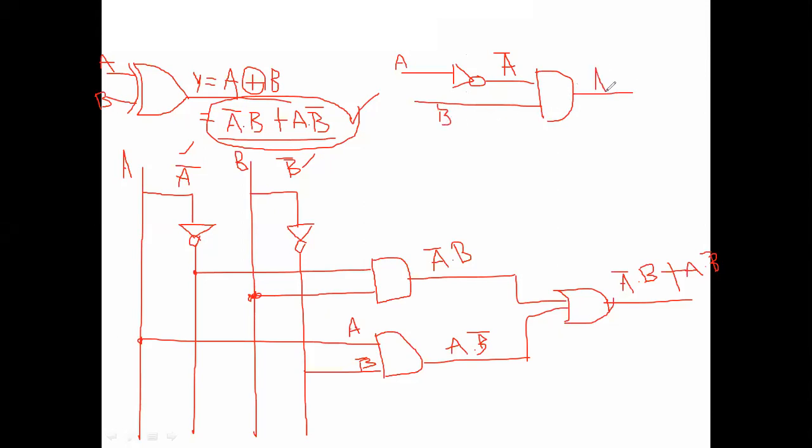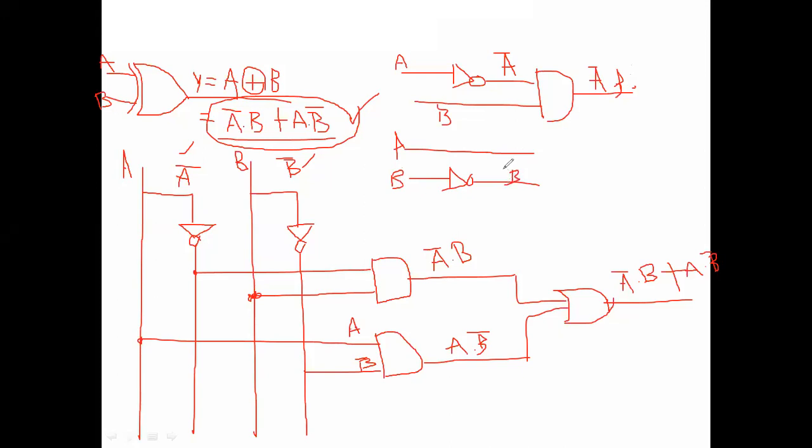This is A bar dot B. Next, plus A B bar. This is A. How to get B bar? This is B. How to get B bar? By connecting a NOT gate, we are getting B bar. So this is B bar.